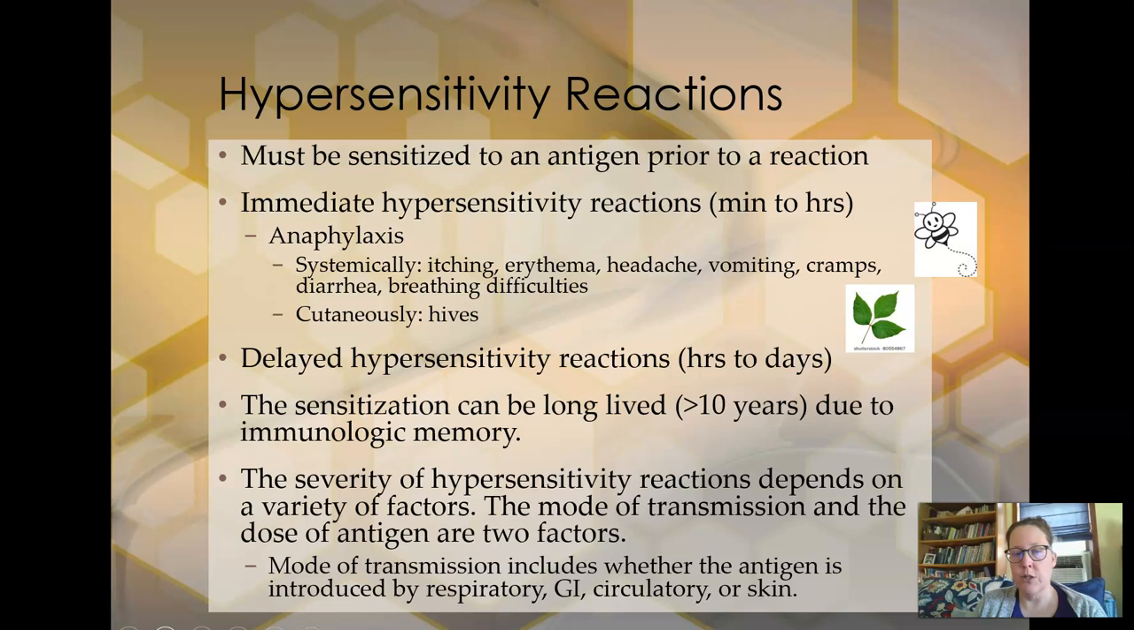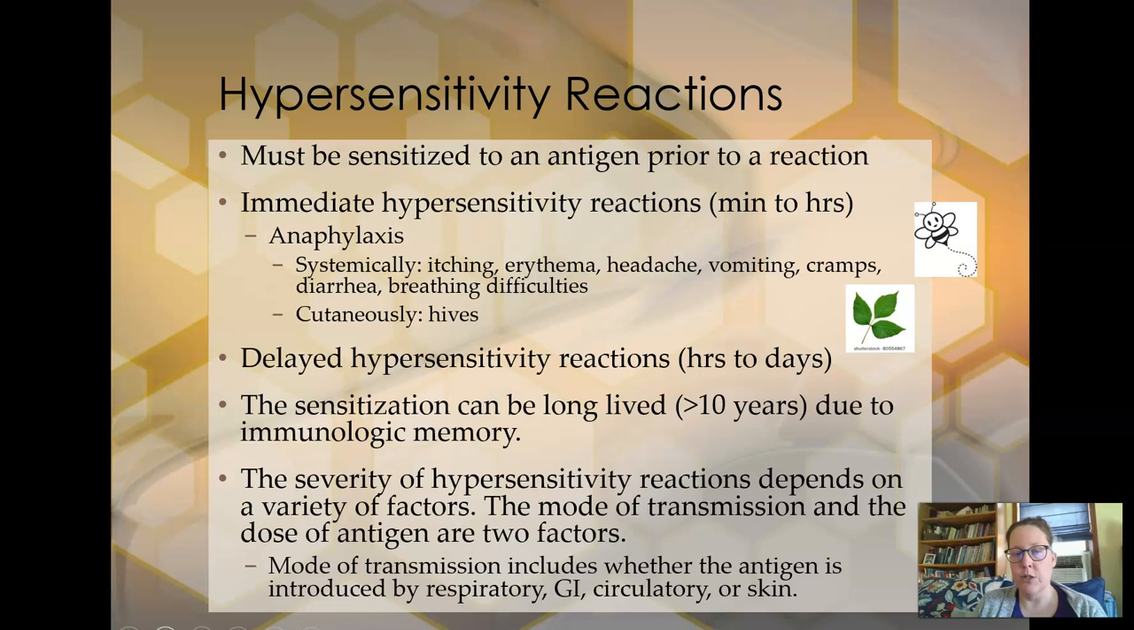So immediate hypersensitivity reactions can occur in minutes to hours. They are usually categorized as anaphylaxis, well, there's immediate that's kind of benign, and then immediate can turn into anaphylaxis, which is really severe. In an anaphylaxis reaction, systemically, you have itching, erythema, headache, vomiting, cramps, diarrhea, and breathing difficulties. And on the skin, or cutaneously, you'll see hives. The problem with anaphylaxis is that, with the breathing difficulty, it can stop your breathing, and this can happen really quickly.